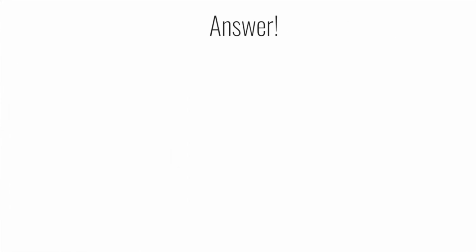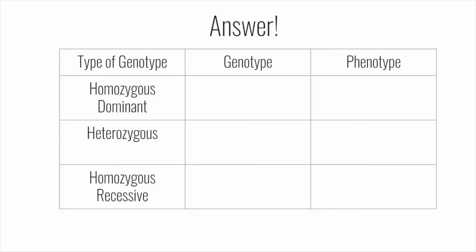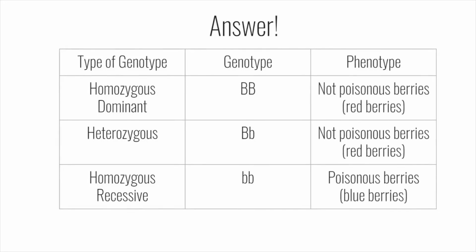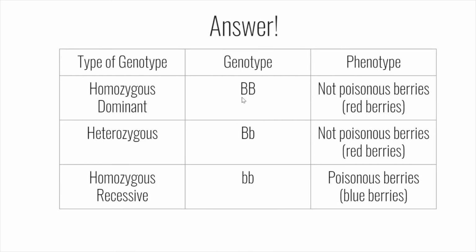Okay, here's the answer. So for the types of genotypes, there are homozygous dominant, heterozygous, and homozygous recessive. Here are the corresponding genotypes, and now onto the phenotypes. A homozygous dominant berry would be not poisonous because the dominant allele, big B, stands for no poison, so red berries. A heterozygous berry would also be not poisonous because the dominant allele masks the effect of the recessive allele.